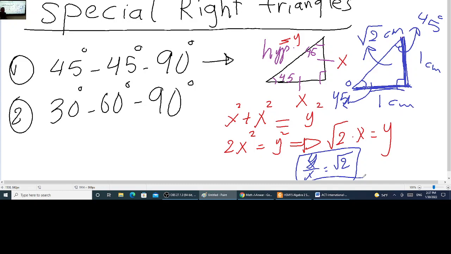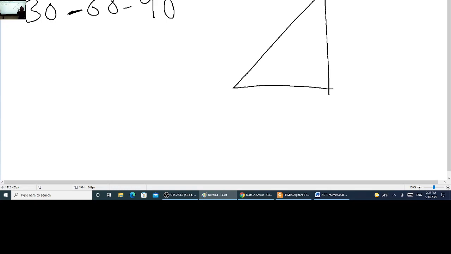Okay. Now the second one, if we have a triangle with 30, 60, 90 angles, this is 30 and this is 60 and this is the right angle, then this is the shorter leg and this is the longer leg, and this is the hypotenuse.